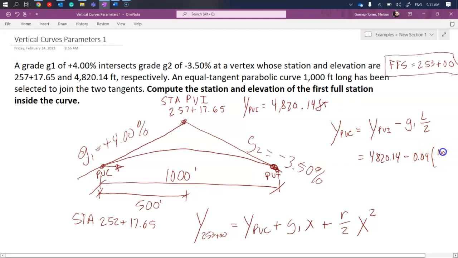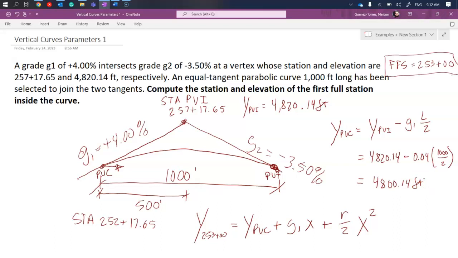Times 1,000 over 2, that's 500, but let's put it that way. And let's calculate that. So 4820.14 minus 0.04 times 500. Okay, so that should be 4,800.14 feet. So that's the elevation of PVC.